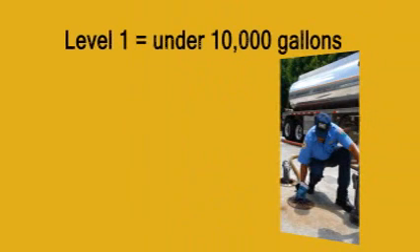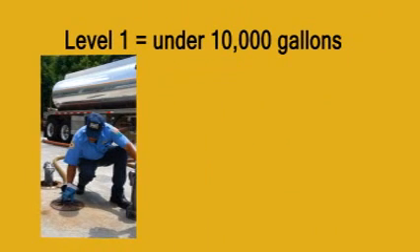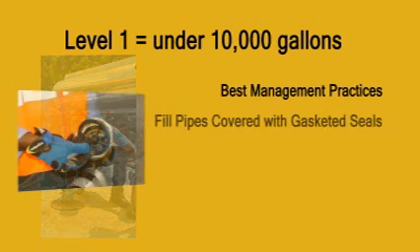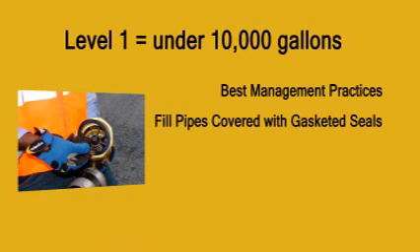Level 1. Facilities with a monthly throughput of under 10,000 gallons must meet the following Level 1 requirements. All owners or operators are required to minimize evaporation by establishing and maintaining best management practices. This includes minimizing spills. If spills do occur, they must be cleaned up as quickly as possible. Gasoline containers and storage tank fill pipes should be covered with gasketed seals.